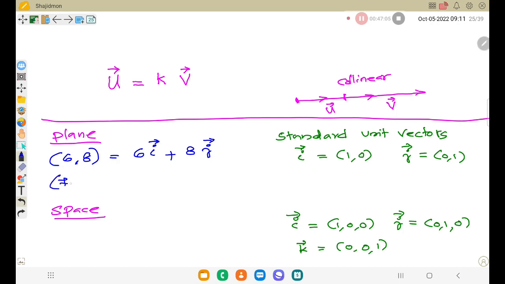For example, (7, 9) is a vector in the plane. How to write that one? 7 multiplied by i, plus the x number multiplied by i and the y number multiplied by j. Okay, all of you be careful with that one.